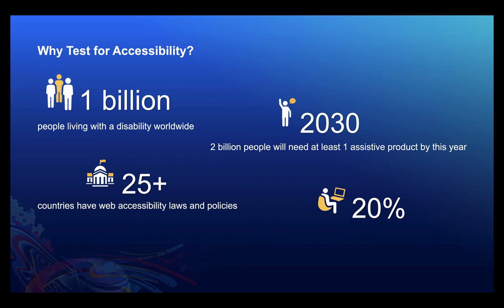25 countries and jurisdictions currently have web accessibility laws and policies, including the US, the UK, the EU, Canada, Japan, and Brazil. Up to 20% of web traffic to any given site could come from a person with a disability. Considering accessibility in your design, development, and testing process broadens your audience, increases the likelihood of compliance with national and international policy, and leads to a more inclusive experience for all.